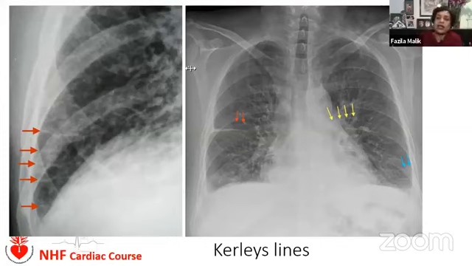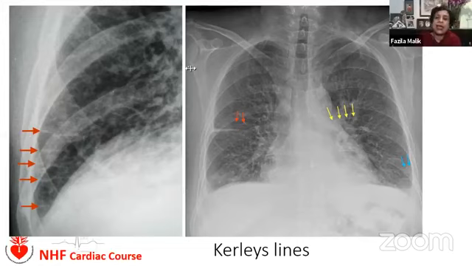So first of all, the Kerley lines. Now, Kerley lines are very interesting lines, and they obviously indicate interstitial edema. There are quite a variety of Kerley lines. First is the Kerley B lines, the most common lines. They can occur in any part of the lung, but they are very common in the costophrenic angles of the lung, and they are at 90 degrees to the pleura. These lines are usually 1 to 2 millimeters in thickness, and 1 to 2 centimeters in length. And as you can see, they are mainly located near the costophrenic angle. So these are Kerley lines, and they indicate interstitial edema.